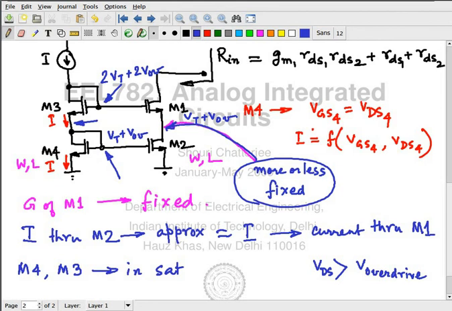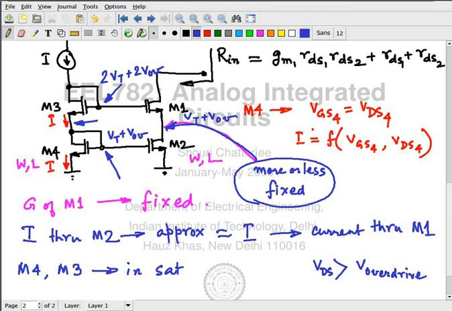So does that satisfy you, Vivek? Okay. So this basically proves, I made an assumption in this case. What assumption did I make? I made the assumption that M1 is in saturation to prove that M2 is in saturation. Is M1 really in saturation? Does it matter? What if M1 is not in saturation? What happens? The source voltage will be a little lesser. I still have margin.